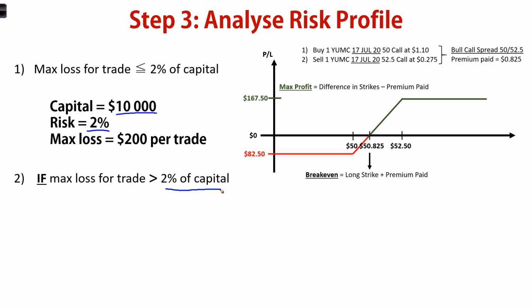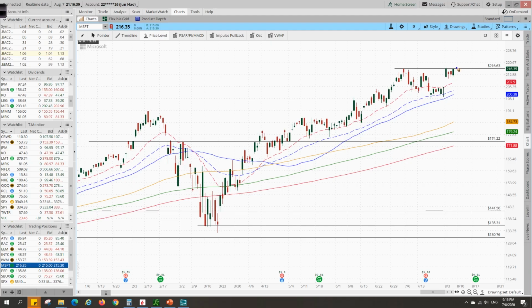Let's take a look at a live example. Alright, this is the daily chart for Microsoft. And let's say that Microsoft were to break out of this resistance over here at $215, go all the way up. Let's say you think that it will go up to maybe $230. So how can we structure our bull call spread in this case? Now take note that this is just a random example that I'm giving. I'm not saying that this is an ideal trading setup.